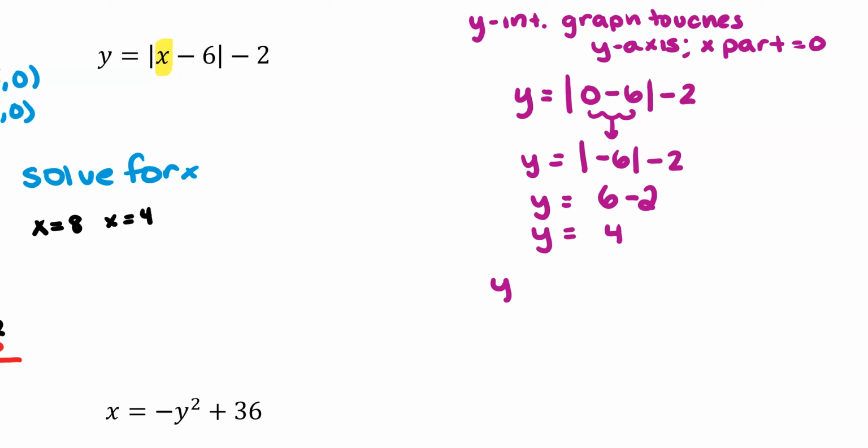What does that mean? That means the y-intercept, if I drew the graph, it would touch the y-axis at 4. Remember, y is always your second part. The first part of that coordinate was 0, meaning we didn't move left or right.